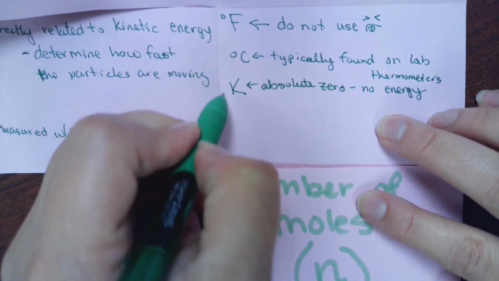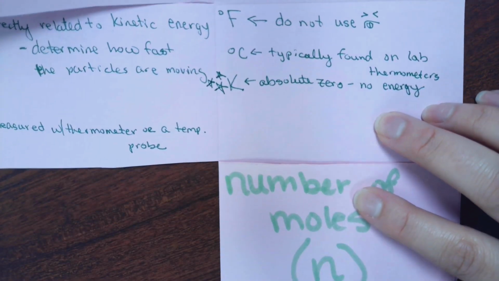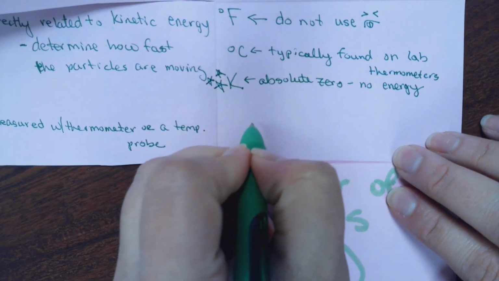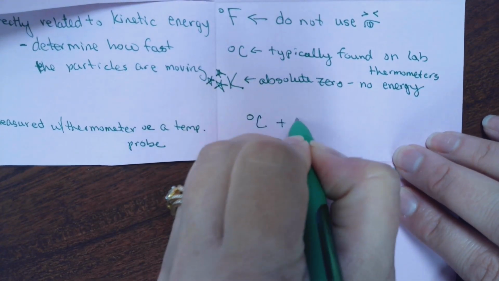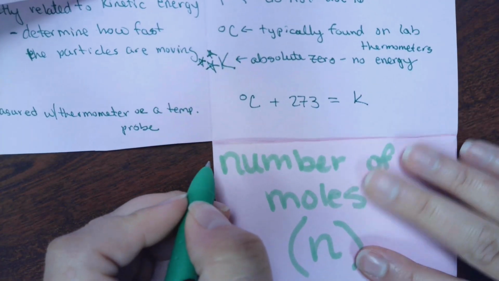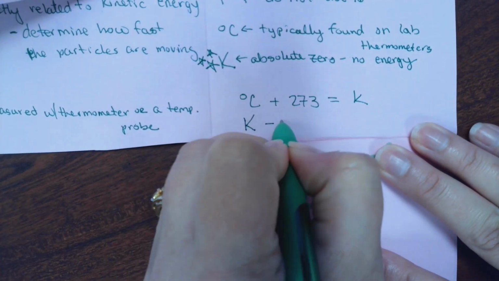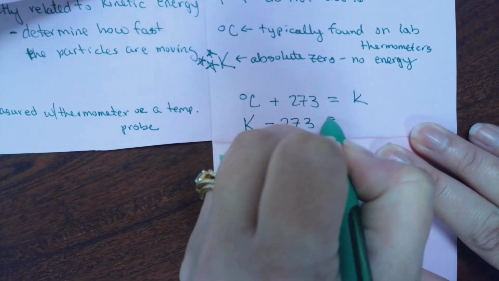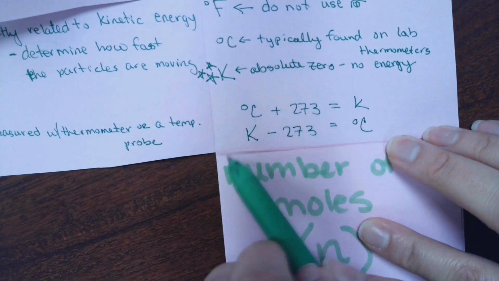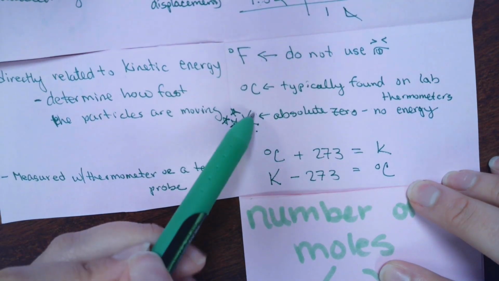When you're doing gas law calculations, all temperatures must be in Kelvin every time. So if we measure in Celsius, how do we get to Kelvin? We take our degrees Celsius plus 273, and that's going to give us our Kelvin value. If we're in Kelvin and we want to get back to degrees Celsius, we're going to subtract 273, and that's going to give us our degrees Celsius. Okay? Please note that Kelvin doesn't have a degrees. It's degrees Fahrenheit, degrees Celsius, and then just Kelvin.